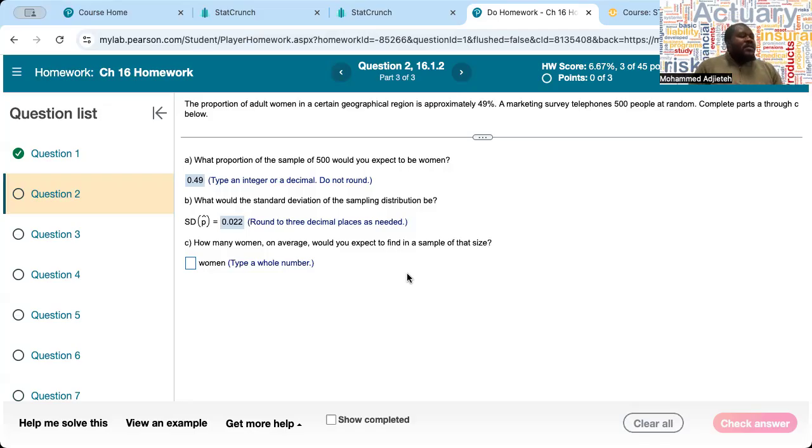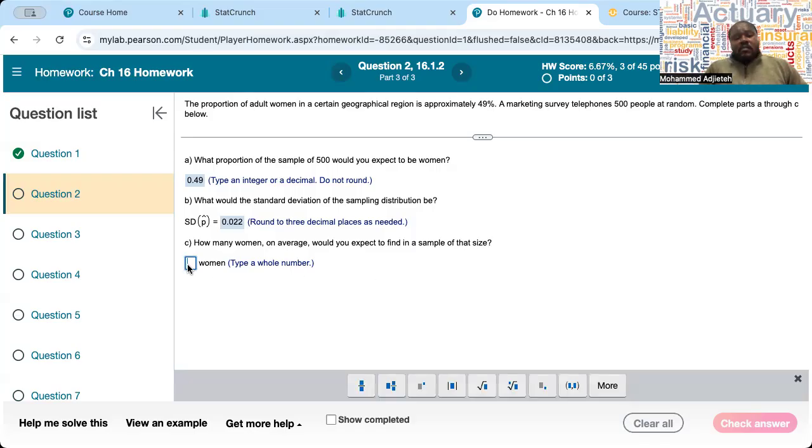500, yeah. That would give you the number expected. Because it says how many women. So we are looking at the average, the number. And what did you say? 250 what? 245? Yeah, 245. Okay.